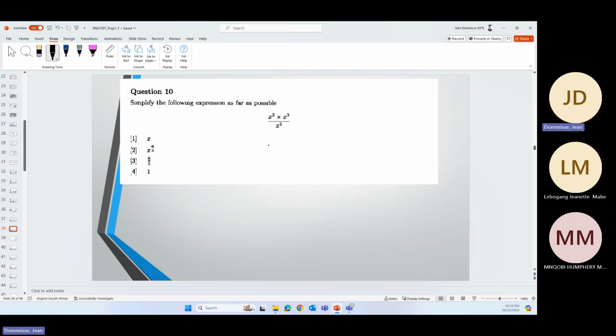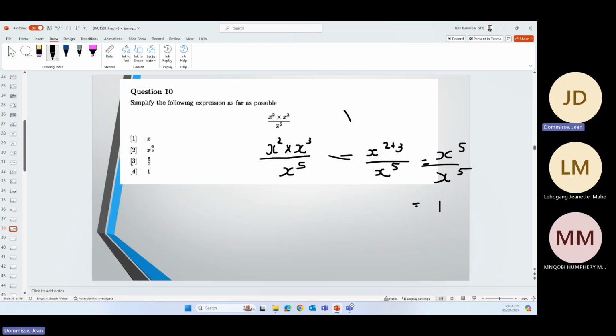Then we have, and let's just rewrite it a bit so that it is clearer, this one about simplifying the expression. At the top, we originally have x to the power of 2 times x to the power of 3. If we want to put that together, we can say it's x to the power of 2 plus 3, over at the bottom x to the power of 5. So at the top, we've got x to the power of 5 divided by x to the power of 5, which will give us 1.